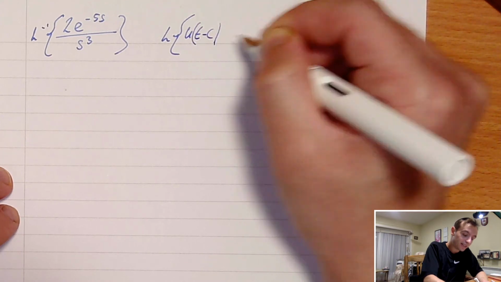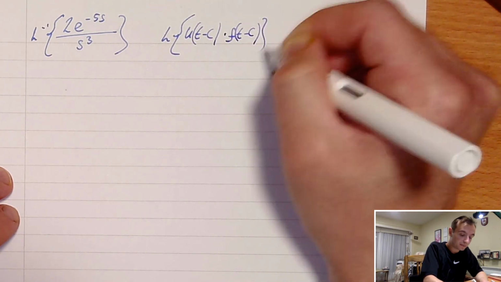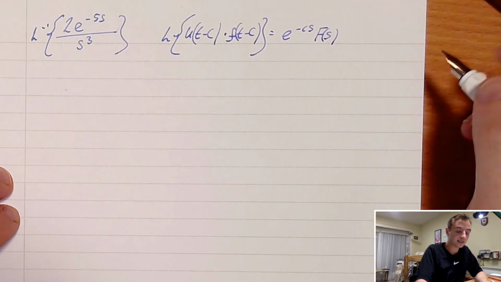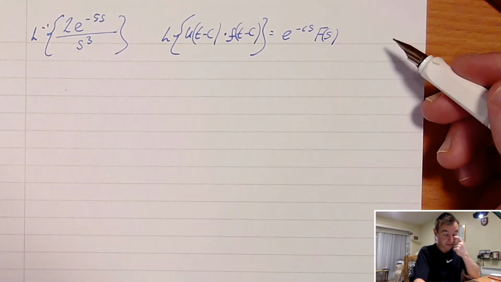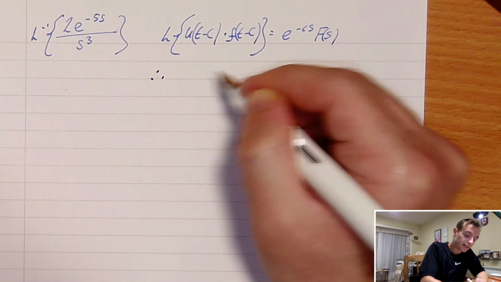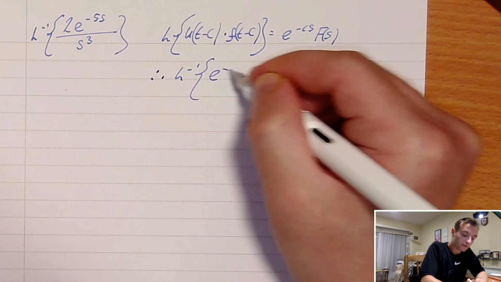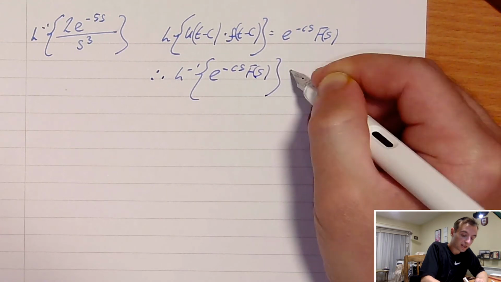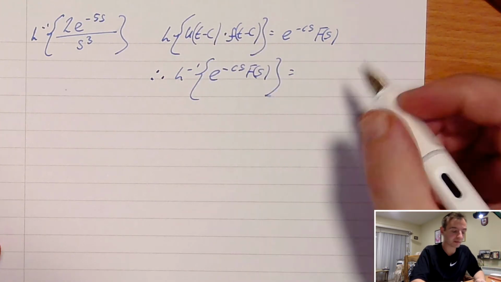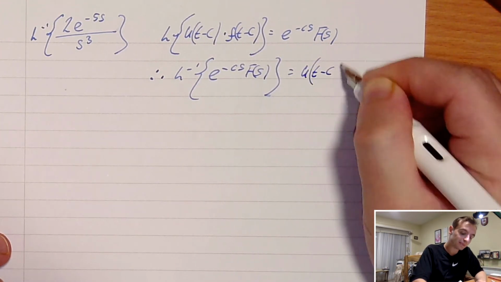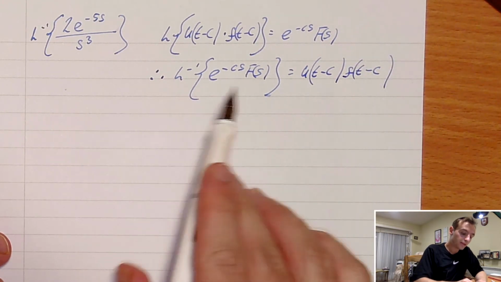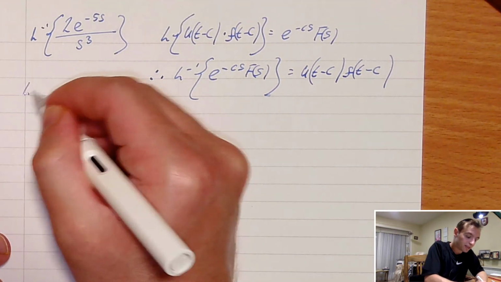u(t minus c) dot f(t minus c) equals e to the minus cs F(s), obviously providing that the transform of f(t) will give F(s). I want to bother writing that down as well. Therefore, I can say that the inverse Laplace transform of e to the minus cs F(s) will give me the inverse Laplace transform of the Laplace transform of this, which just cancels out the transform, so it's going to be the function u(t minus c) f(t minus c). Yeah? Now I can make a nice comparison. I can just write that a little bit more friendly.